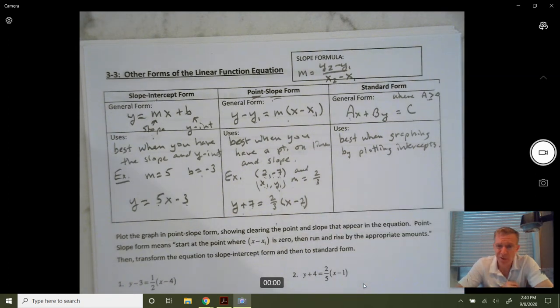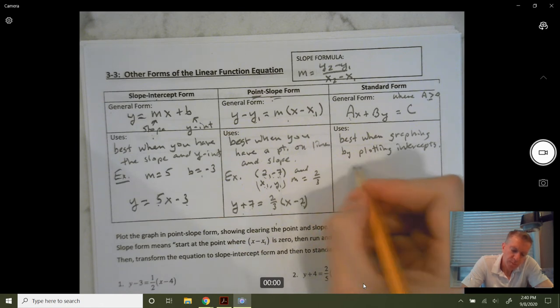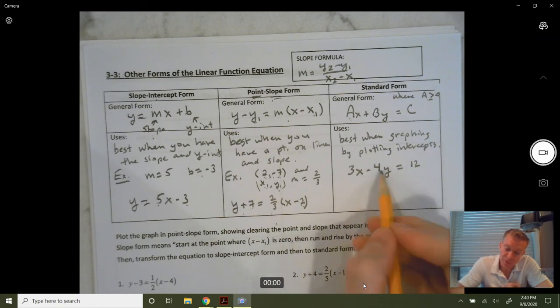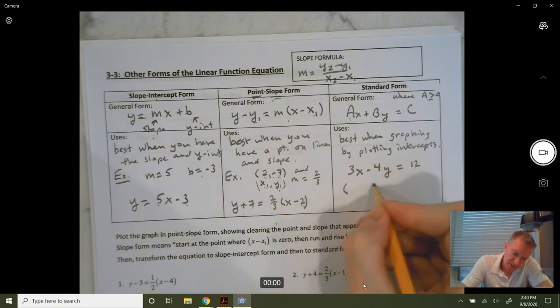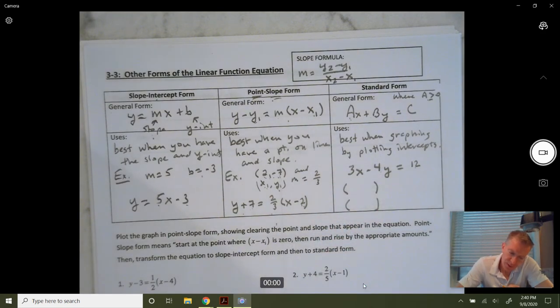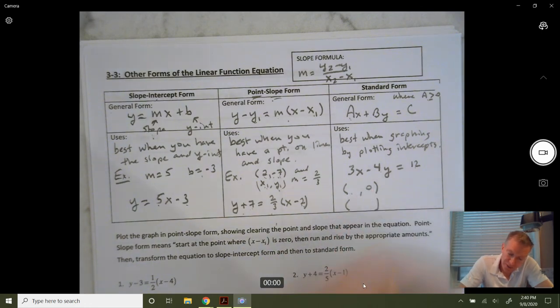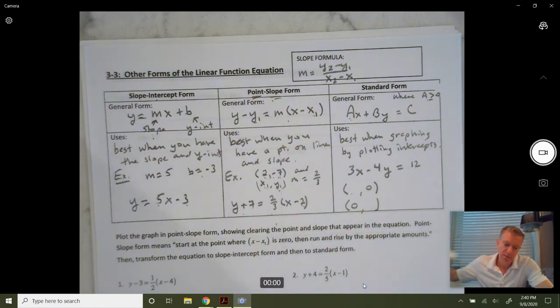So let's use an example, and I'm going to use a convenient example. Let's say you've got 3x minus 4y is equal to 12. It's most convenient if this number over here is a multiple of both of those, just because you're going to get nice integer values. Now you're going to apply your intercepts. Well, your x-intercept happens when your y value is 0. Your y-intercept happens when your x value is 0. That should make sense.